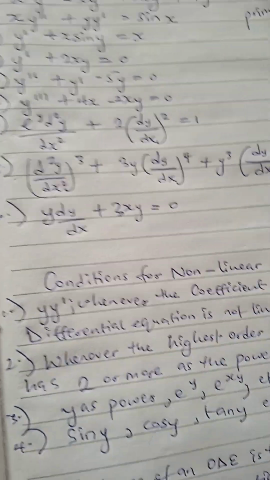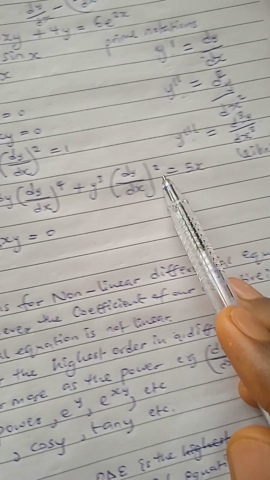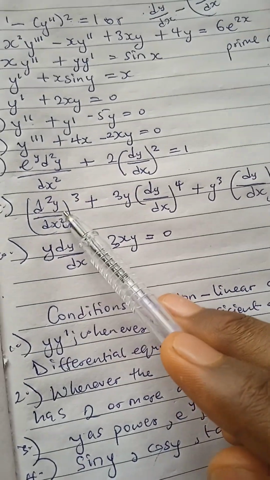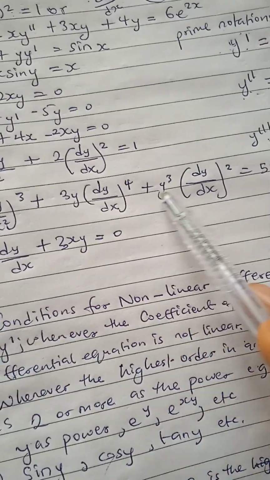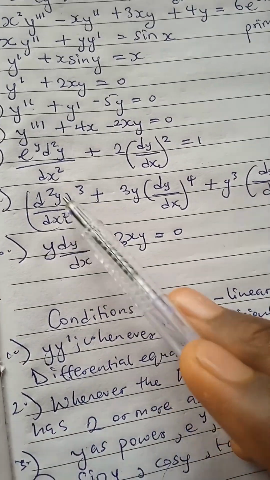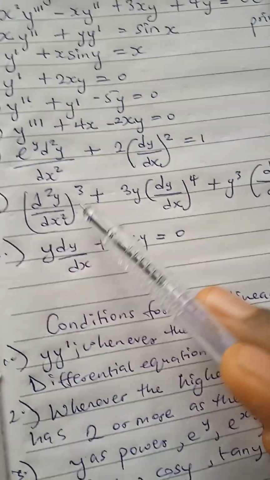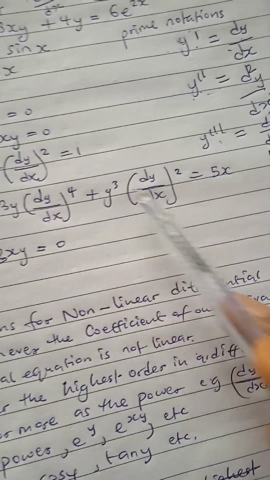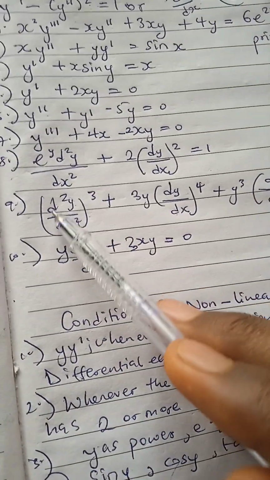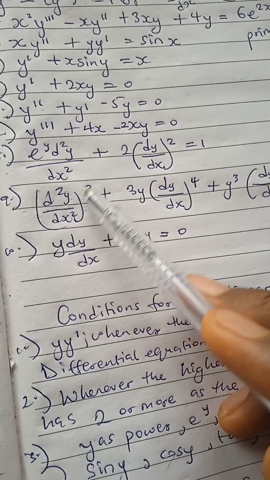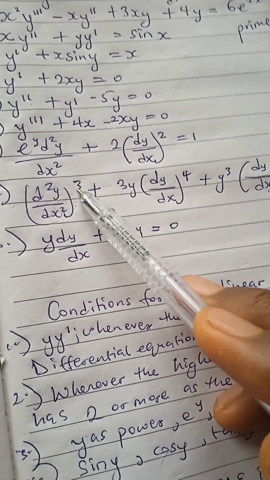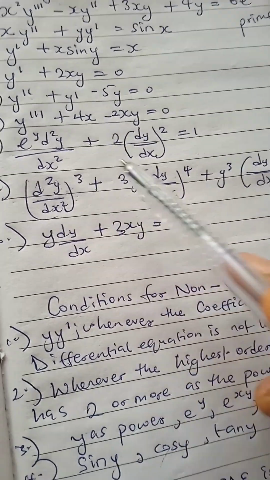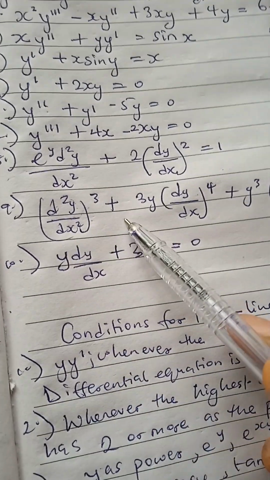Example number 9. What is the degree of this equation? Well, the degree of this equation is 3, because our highest order is d squared y over dx squared, which is the second order of the differential equation, and it is the highest order in this equation. We have first order here, but we have second order, and second order is the highest order. Therefore, the degree is the power to which the highest order is raised, and 3 is the power to which this second order is raised. Therefore, the degree of example number 9 is 3.